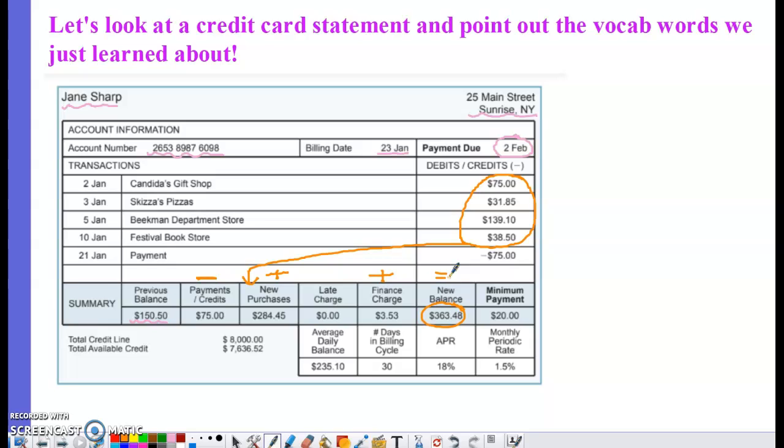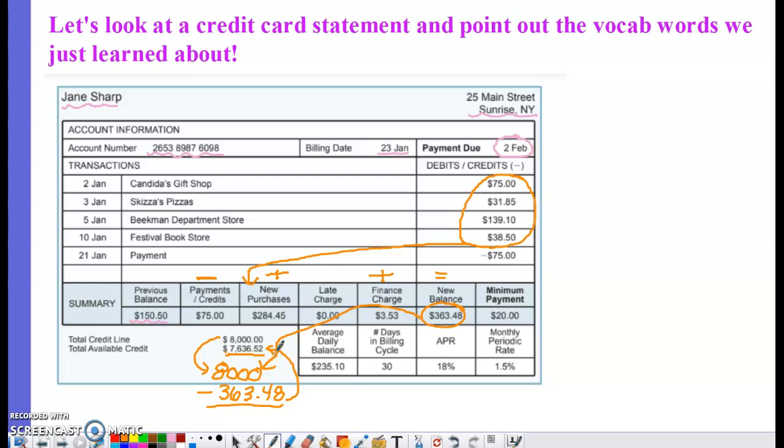Down here, they talk about your total credit line. So it looks like this person can charge up to $8,000 on their credit card. Their available credit is $7,636.52. And the way they got this is they just took that $8,000 and they subtracted whatever that new balance was. So they subtracted the $363.48, and that's where they got that total available credit. And that's how much money they can still spend to get to that $8,000.